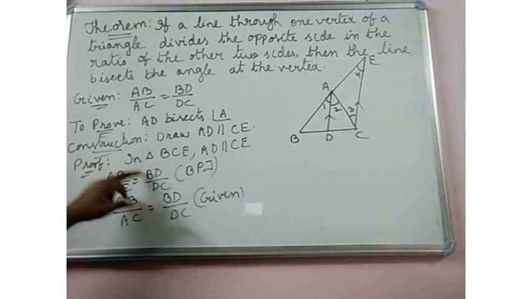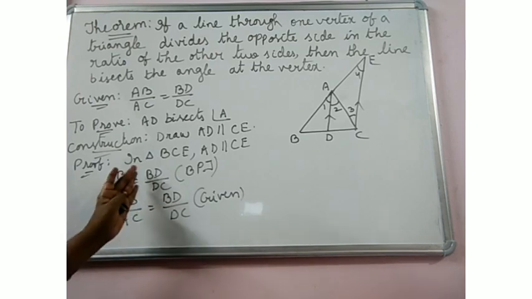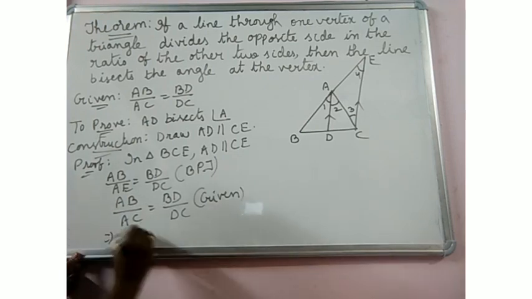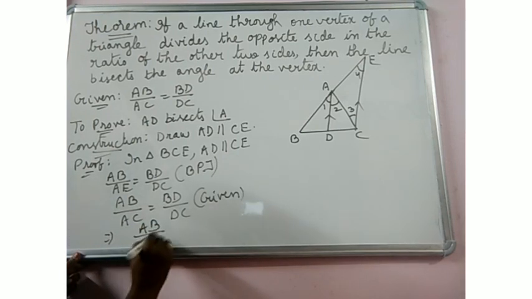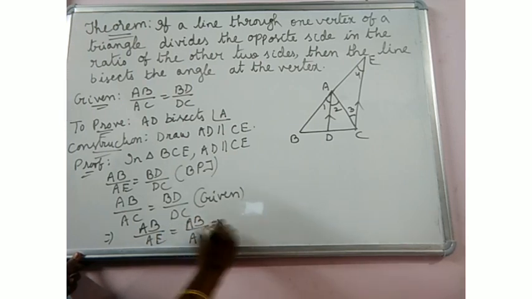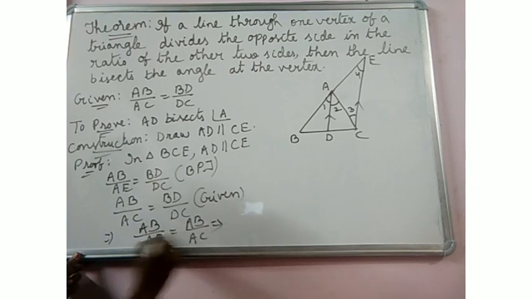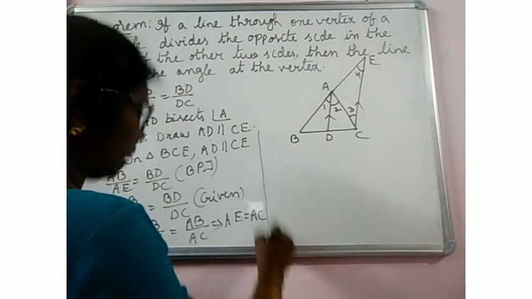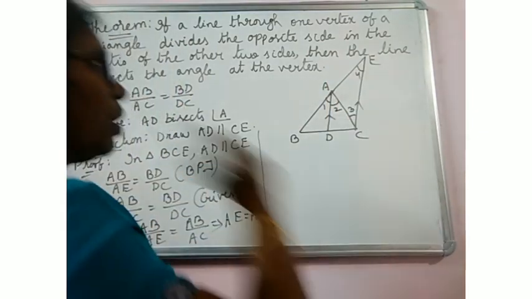See, here BD by DC is equal to AB by AE. Here BD by DC equal to AB by AC. That means AB by AE is equal to AB by AC. What does it mean? The numerators AB are the same. That means AE is equal to AC. AE is equal to AC.